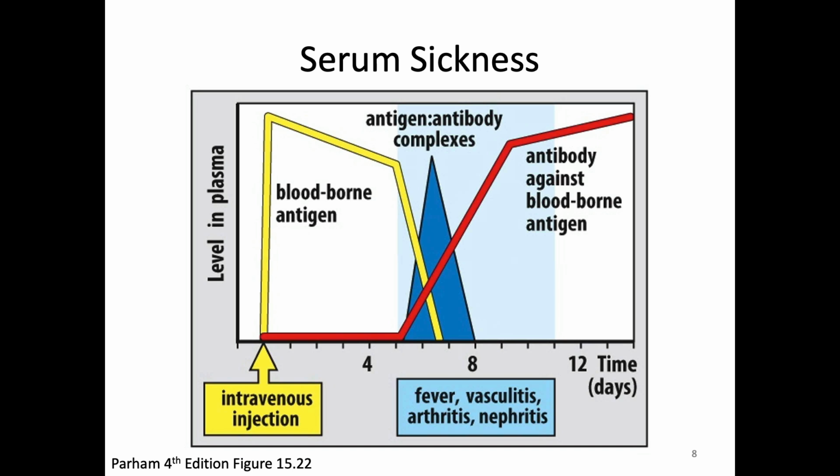And at some point, they may cross at a point where you actually can get these immune complexes formed and can start to get things like fever, vasculitis, arthritis, nephritis, inflammation of a number of different locations because of this. And you can imagine that a second treatment with that same antibody from a horse is going to make you even more likely to have this happen, and it is going to be even more severe.